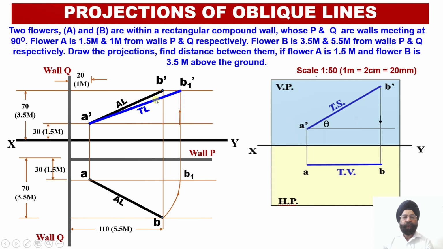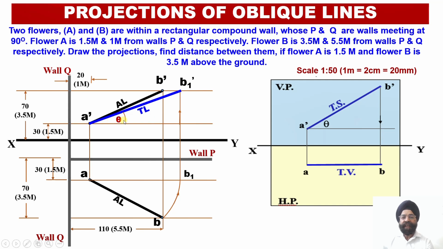So we have distinguished this true length from the apparent length by changing the color of the line over here. Having obtained this true length, now we can also observe the angle of inclination of this true length with respect to the horizontal plane. This angle has been marked over here as angle theta.